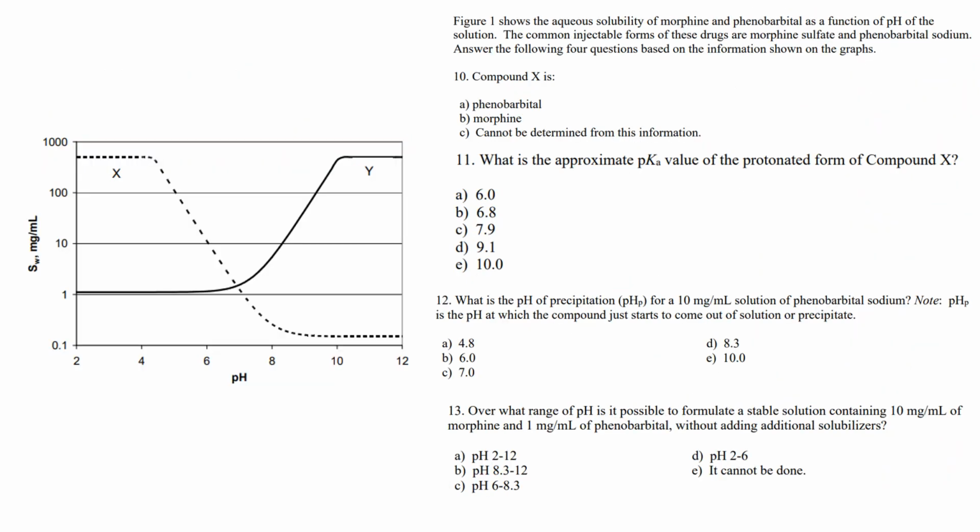Okay, so now let's go over this graph problem. We have 2 compounds. We don't know what they are specifically, but we can kind of extrapolate it. One of these is going to be morphine, and one of these is going to be phenobarbital. This graph essentially shows their aqueous solubilities. The key to this problem is not to get super confused because it says the injectable forms have salts.